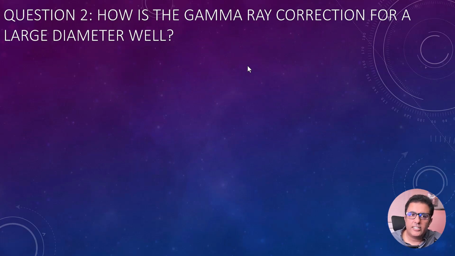Now just let me ask you another question. How is the gamma ray correction for a large diameter well? If we assume that the borehole diameter is larger than the standard condition, it means that there is more space between the gamma ray logging tool and the borehole wall. So the distance is higher and gamma rays will be attenuated more. So again, we're going to have underestimation of gamma ray.